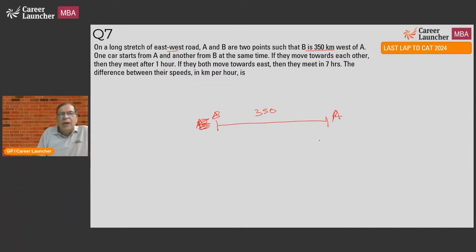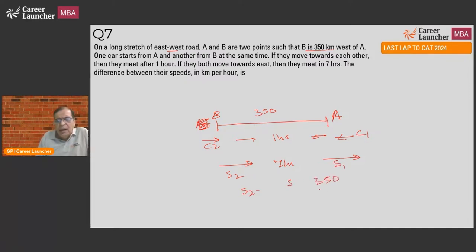Okay. One car starts from A. Another car starts from B, and at the same time, if they move towards each other, they meet after 1 hour. If they move towards east, that means C2 this side, C1 this side. They meet in 7 hours. What is the difference in the speed in kilometers per hour? So if I say the speed of car 2 is S2 and this is S1, what will be S2 minus S1? 350 upon 7 should be equal to S2 minus S1.